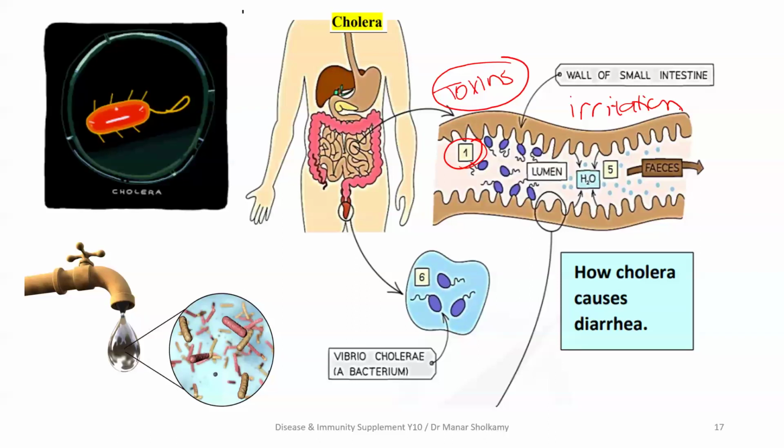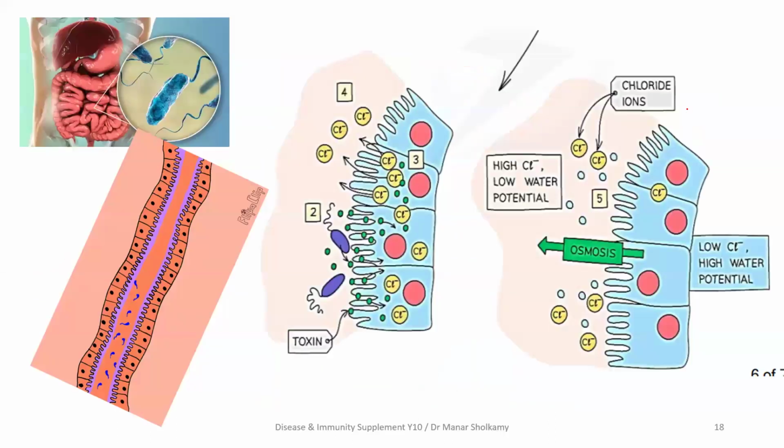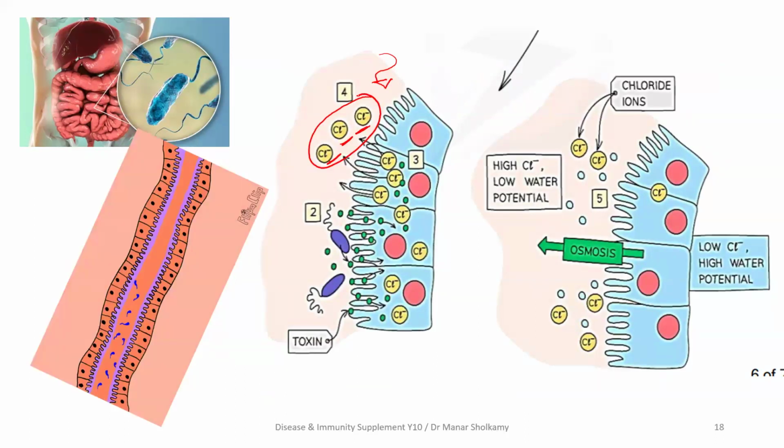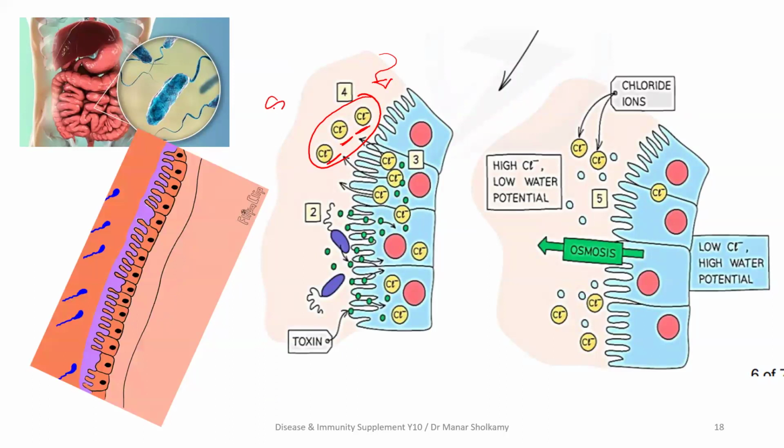Now, these toxins are going to cause irritation, and the small intestine is going to respond to this irritation by the release of what? Who will remind me? What is released into the insides of the small intestine? It's obvious in the picture. Chloride ions. Chloride ions, okay, which are literally salts.